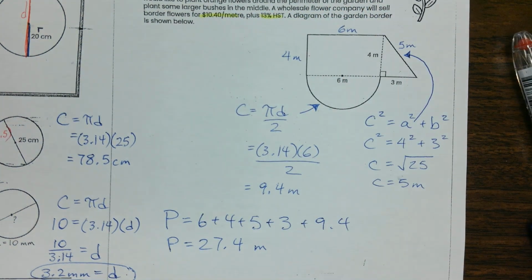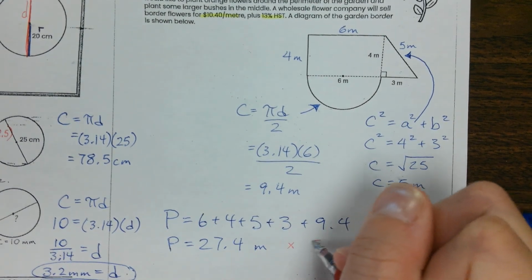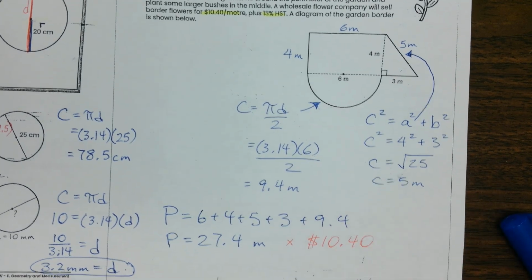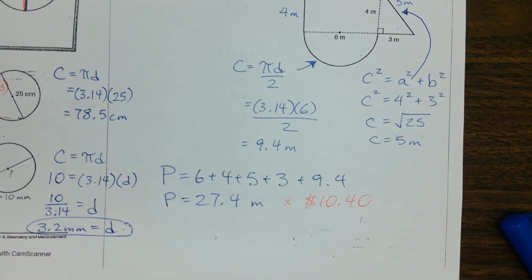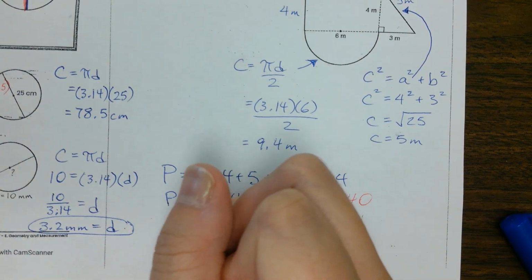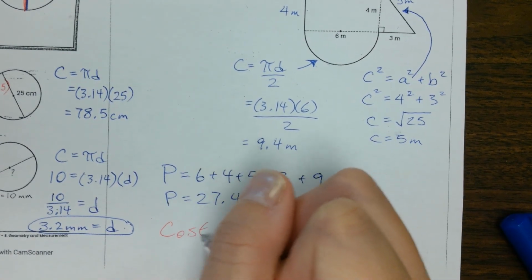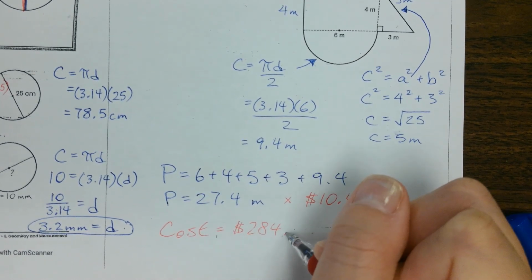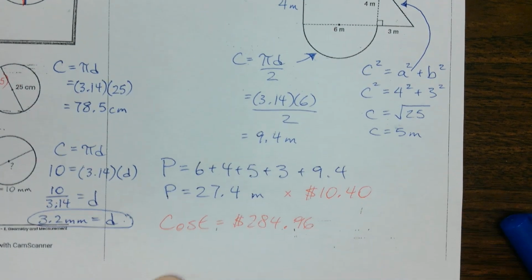It asks you for the cost. $10.40 per meter. So I'm going to times this by $10.40 because I need 27.4 meters in total. So that your cost is going to be $284.96. Don't forget I have to add on tax.